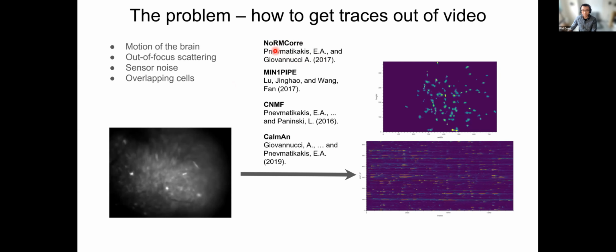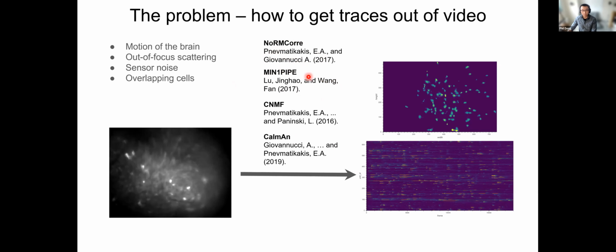Luckily, there are already a lot of great pipelines and algorithms out there to deal with these problems. So for example, NoRMCorre not only corrects for the translational motion of the brain, but also the non-rigid motion of the brain. MiniPipe has a really good way to handle the autofocus scattering in a really efficient way. Of course, the CNMF algorithm is sort of the gold standard in the field to extract cell activities. It's specifically designed to handle overlapping cells and to unmix their activities.